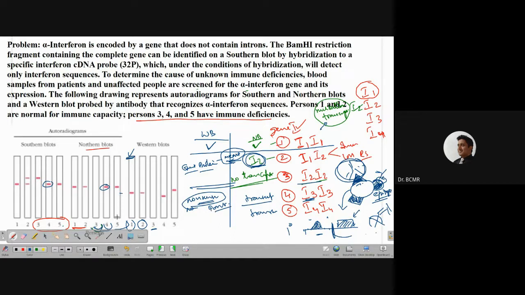What can you tell about this one? For 5, yes.